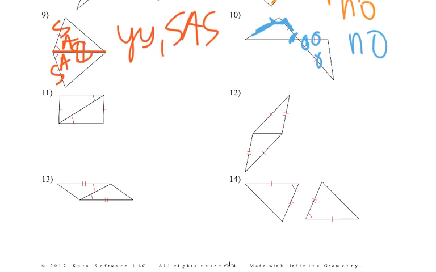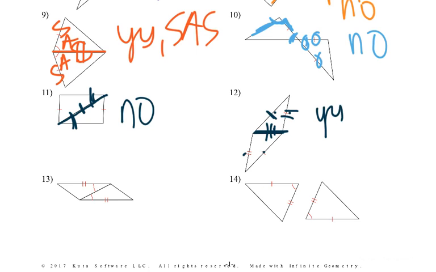Okay, number 11. We share that side, but notice that that angle isn't in between the two sides, so it would be no again. 12, we've got one side, two sides, and they share a side. So 1, 2, 3, 1, 2, 3. So yes, by side, side, side.